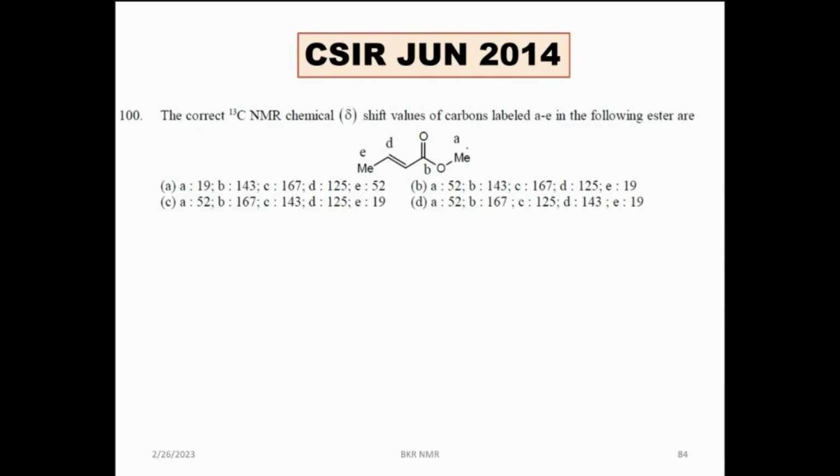What value do you think A will have? This is for carbon NMR. A carbon attached to oxygen. So for a carbon attached to a heteroatom, what range did you say? 60. Okay, 60. So A should have a value closer to 60.